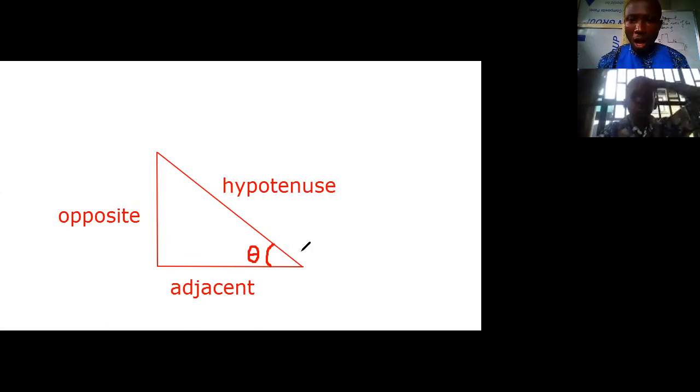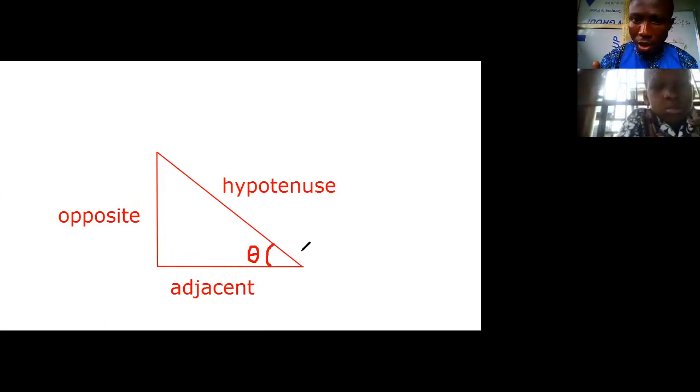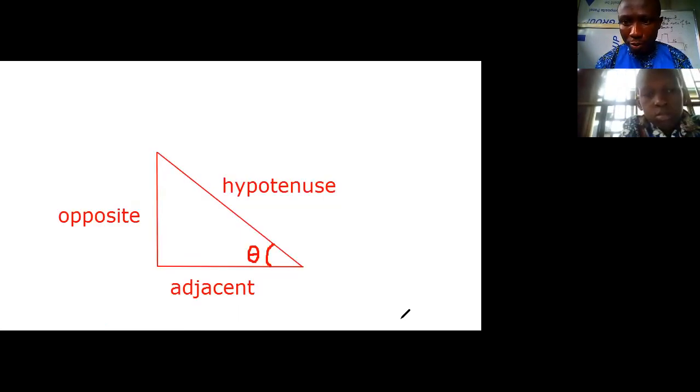Now, I want to find the hypotenuse side, the opposite side, and the adjacent side. But before I do that, I'm going to write the law, the Pythagoras rule. You're done with the diagram, right? Yes. I'm moving to the law now, the Pythagoras rule.